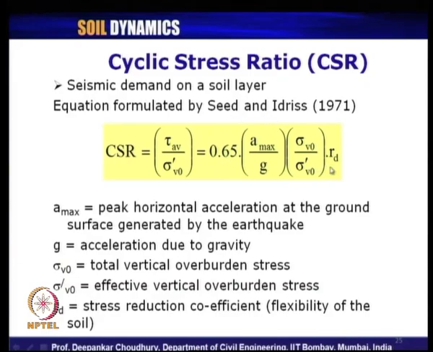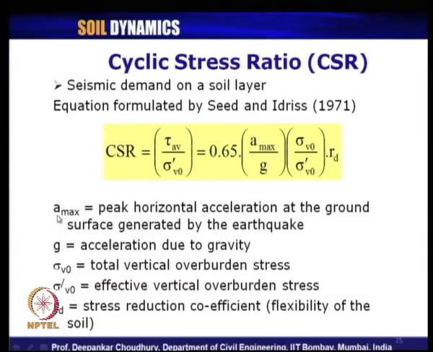So, this equation is widely used. It is given by 0.65 times A max by g times sigma V naught by sigma V naught dash times R d. What do these different symbols indicate?